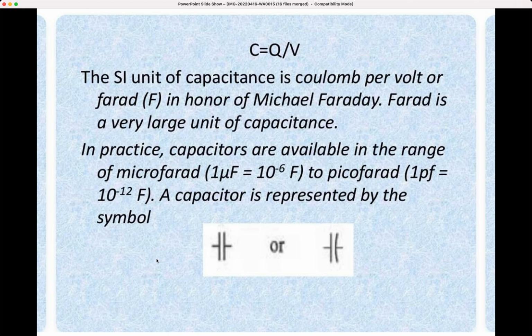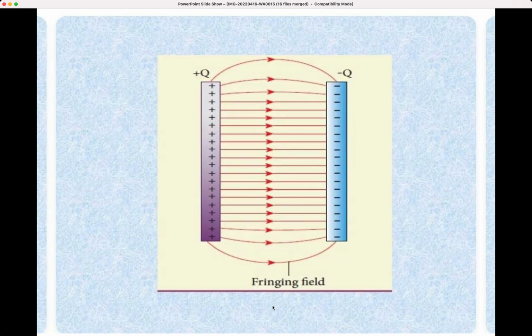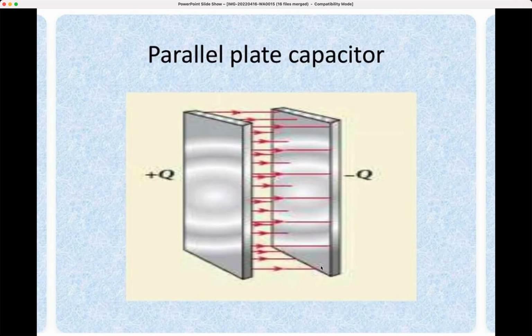Normally you represent a capacitor by this symbol, either this or this. See, two lines like this, a T, an inverted T. Okay, clear? Now something known as fringing fields we have to learn. See here, the plus and minus plate. You can see all these field lines are straight, but here it starts to curve a little bit, and here it is curving more and more. So what is a fringing field?